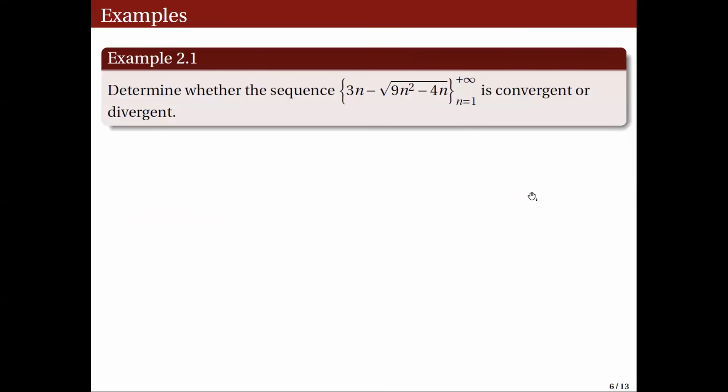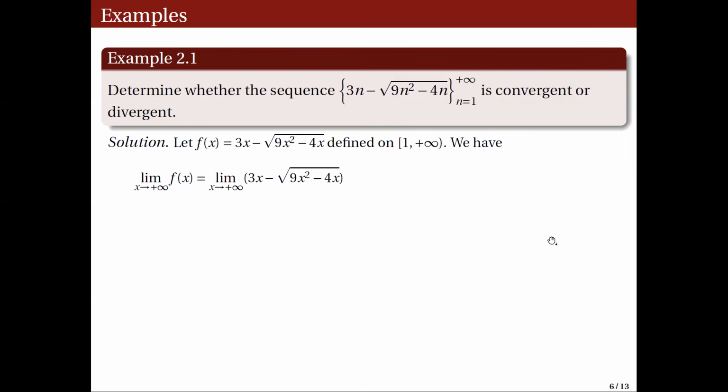Okay, so let's now proceed to our next example. Let's determine whether the sequence 3n minus the square root of 9n squared minus 4n from n equals 1 to infinity is convergent or divergent. So first, let's define the function f of x equals 3x minus the square root of 9x squared minus 4x on 1 to infinity. Then we have the following. Let's compute the limit of f of x as x goes to positive infinity.